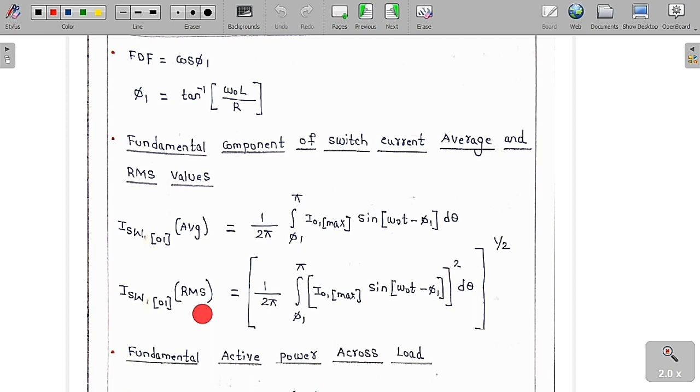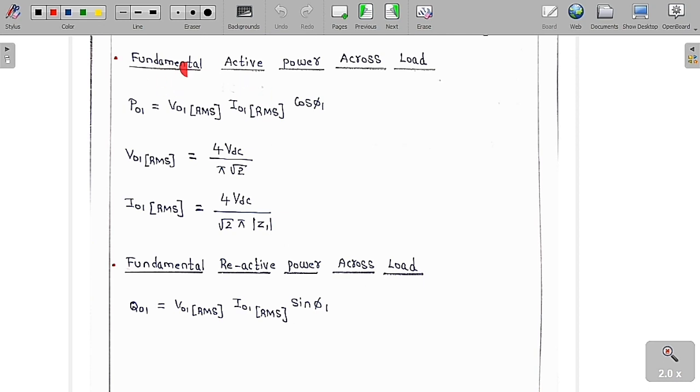Similarly, the RMS value of the fundamental component of switch current is equal to root over 1 by 2 pi integration from phi 1 to pi, where the fundamental component of the output current is I01 max sin of omega naught t minus phi 1, whole square into d theta.